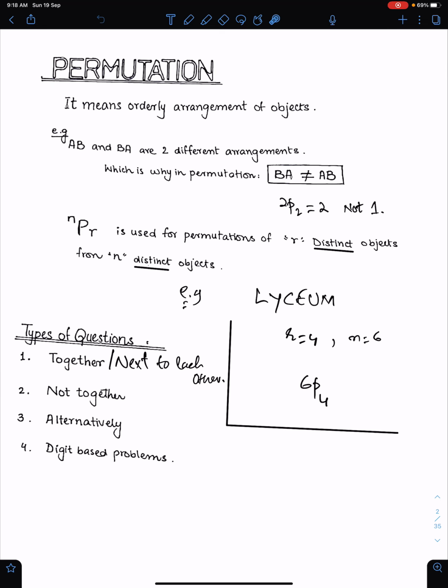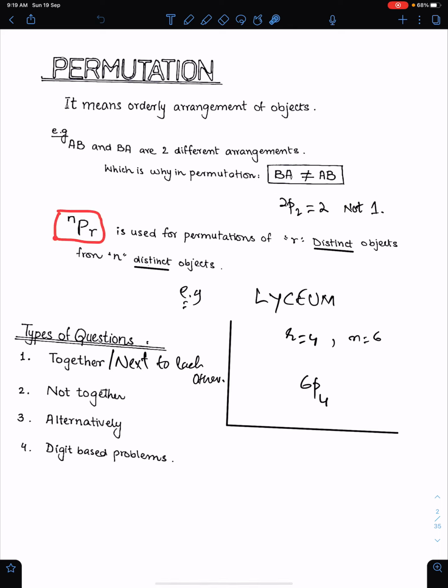Permutations. It means orderly arrangements of objects. For example, AB and BA are two different arrangements, which is why in permutations BA is not equal to AB. And that is why 2P2 is 2, not 1.